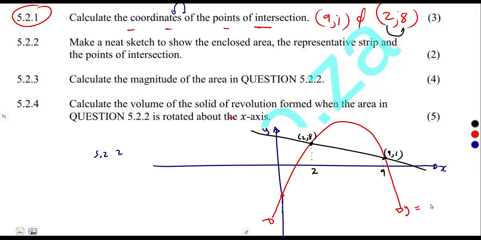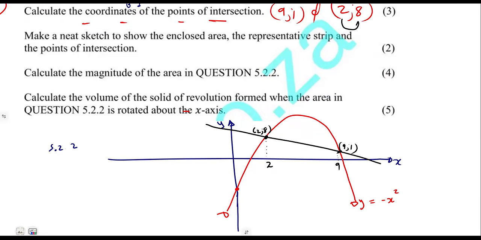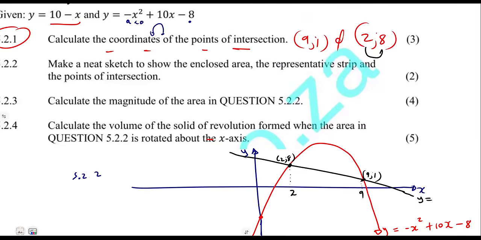So that's the graph of the quadratic, y equals minus x squared plus 10x minus 8, and the linear is y equals 10 minus x. From our N4, guys, we can simply sketch this.